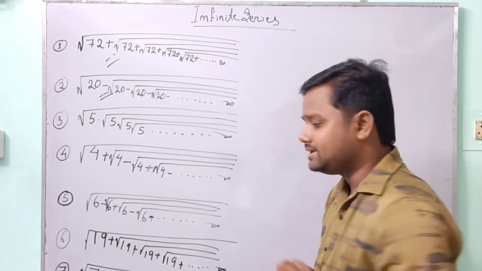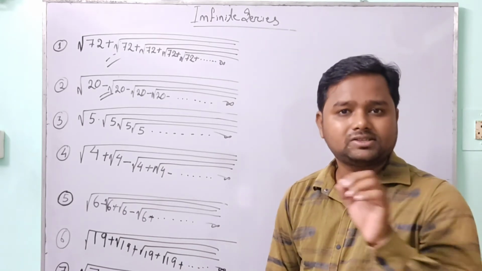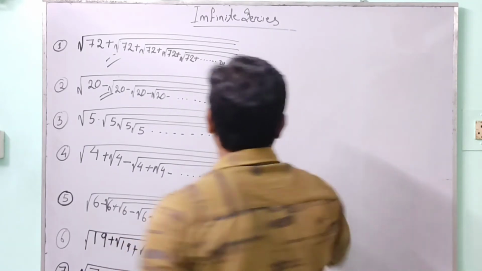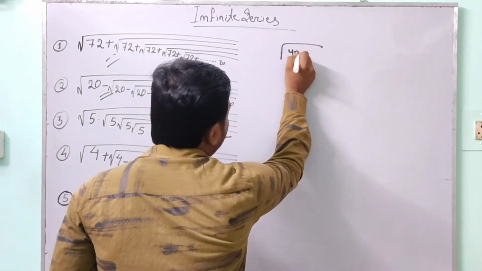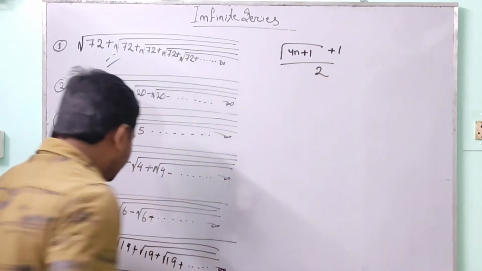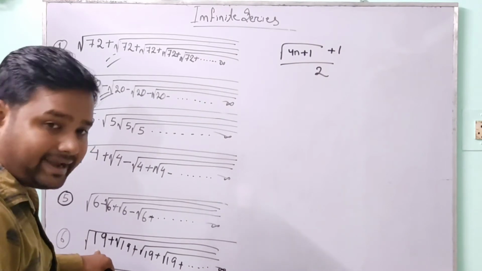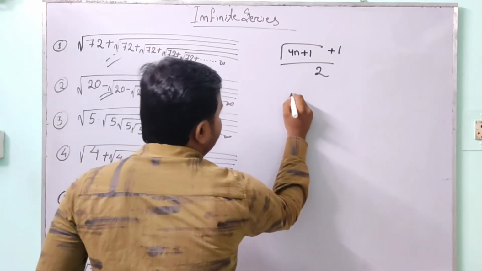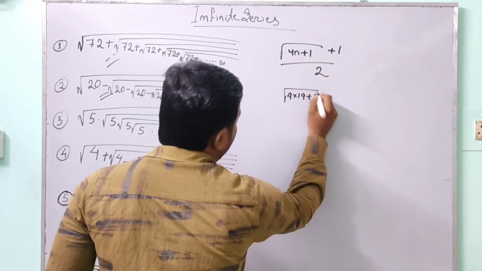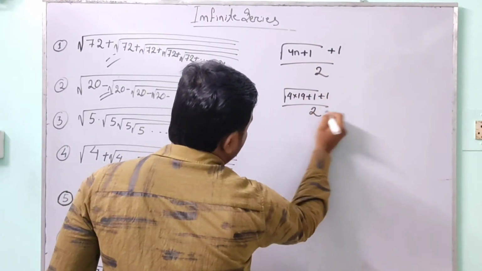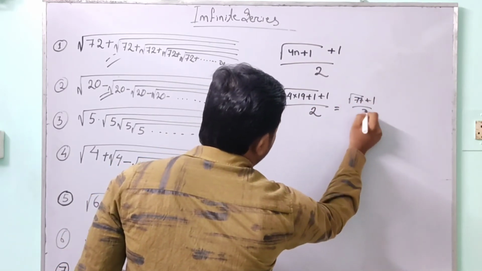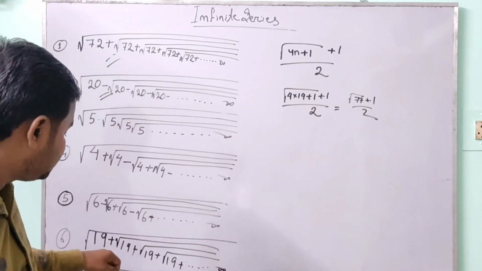Here one formula is there, and the formula is root over of 4n plus 1, plus 1, by 2. That means here n is equal to 19. So the answer will be root over of 4 into 19 plus 1, plus 1, by 2. So it will be root over of 77 plus 1 by 2 is the answer when it is 19.